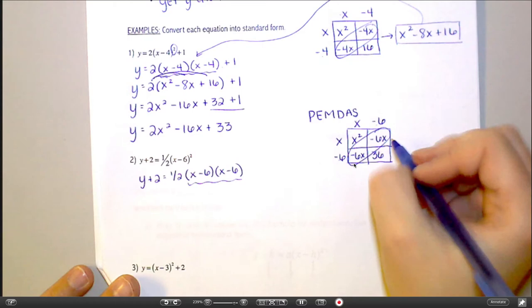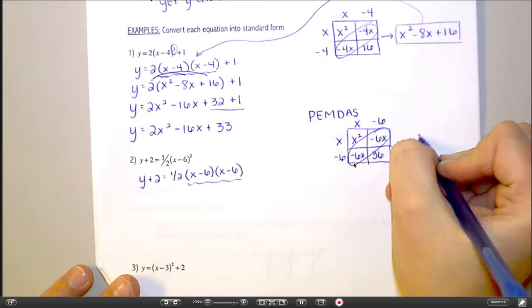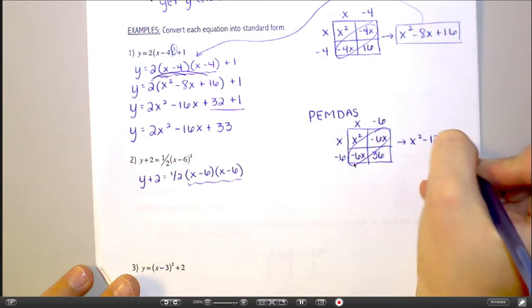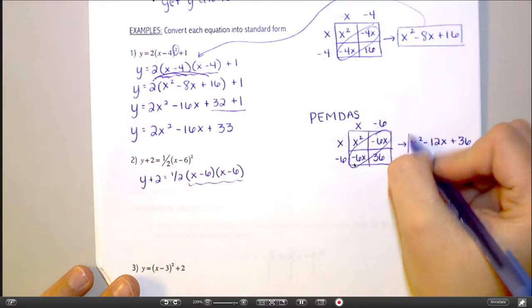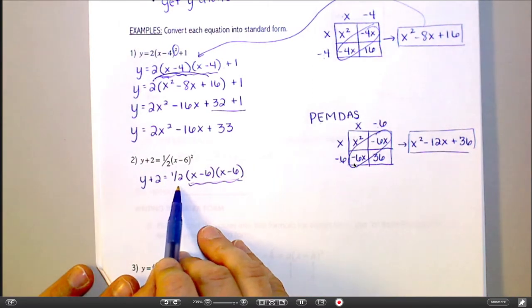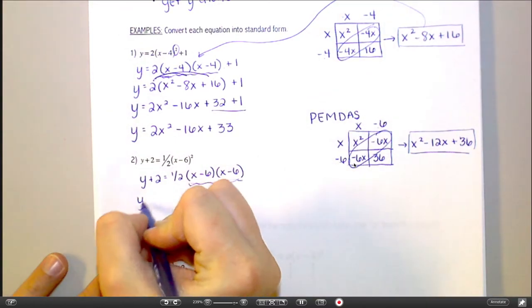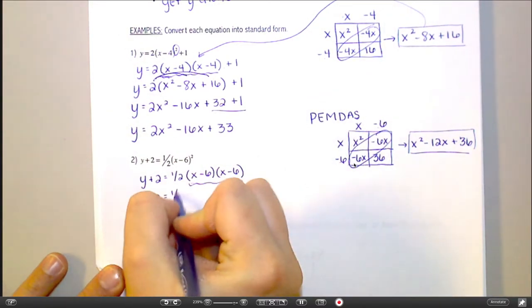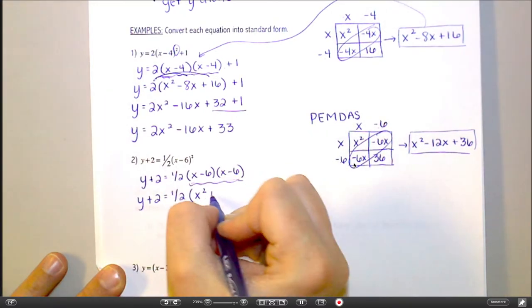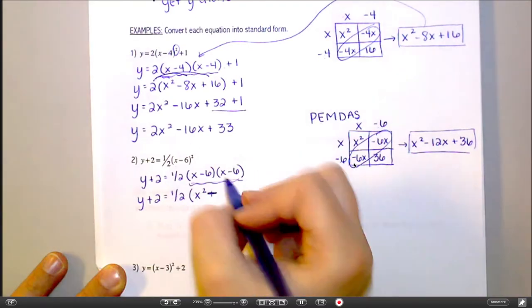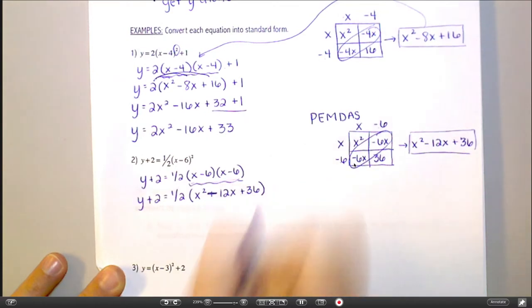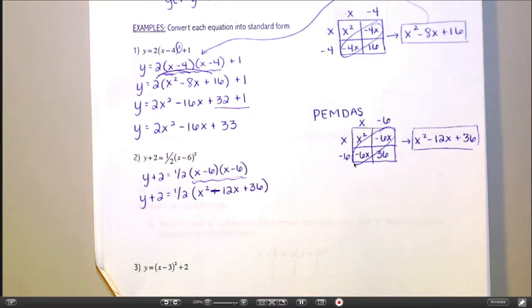Combine these two, so I get x squared minus 12x plus 36. And that is going in place of these two parentheses, but I still have that 1/2 outside. So it's going to be y plus 2 equals 1/2 x squared, whoops, that's a minus 12x plus 36. Now what?